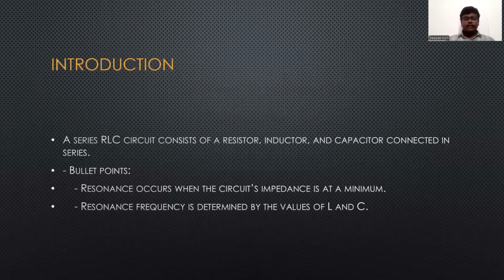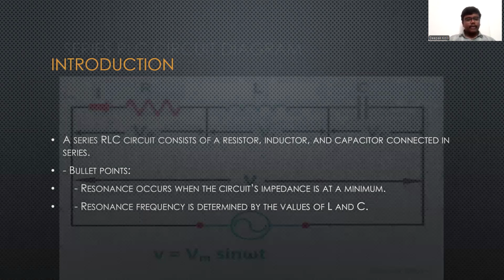Introduction. A series RLC circuit consists of a resistor, inductor, and a capacitor connected in series. And the bullet points are: resonance occurs when the circuit's impedance is at a minimum, and resonance frequency is determined by the values of L and C.